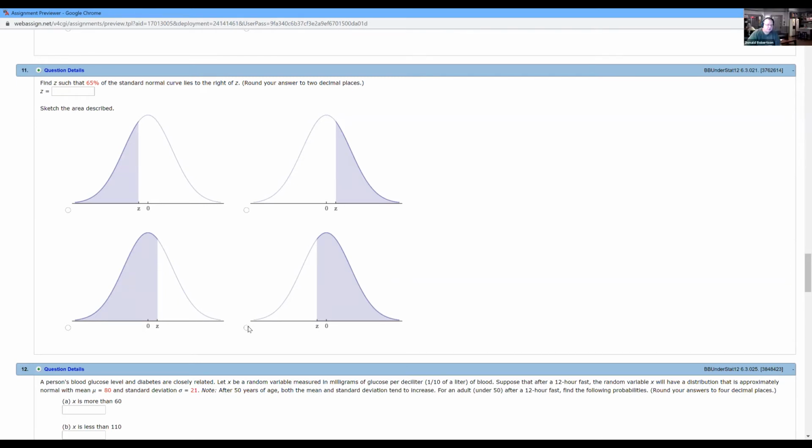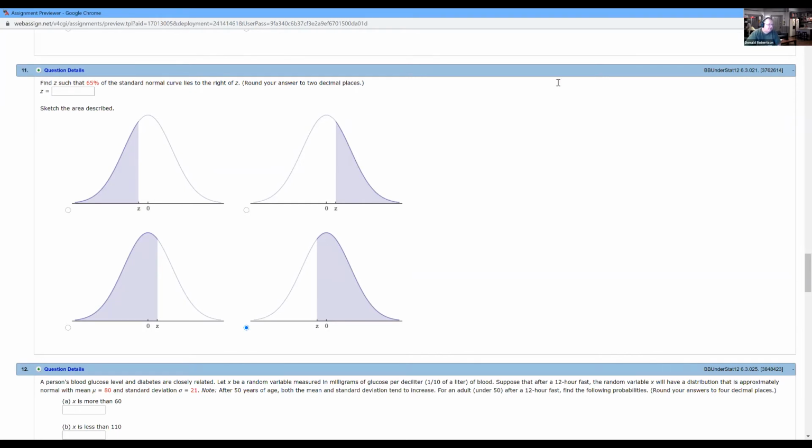Now let's look at the clues. First, it's to the right, so we can throw away those two, because those are shading to the left. Now, between these two choices, they are pretty similar looking. Why did I choose this one for the 65% and not the one above it? They look very similar, but this one's right and that one's not. There's a clue there somewhere. Well, 0 is the halfway point, so you know half of it is 50, and then just a little bit more would be 65. Couldn't have said it better myself. Agreed? That's how you know.